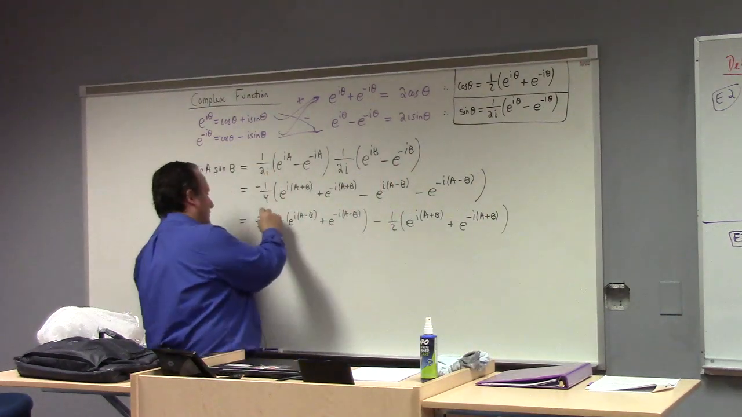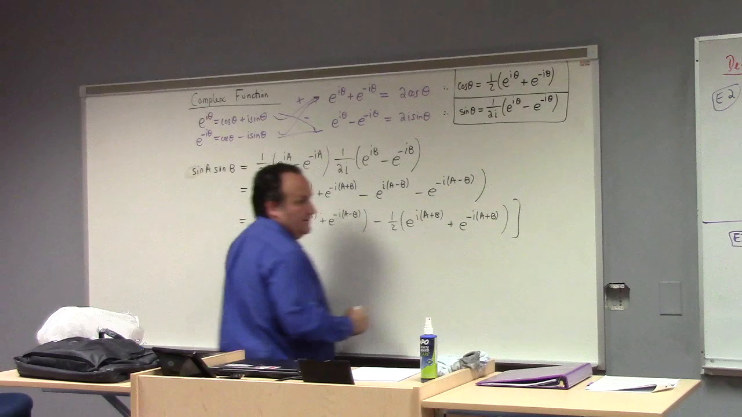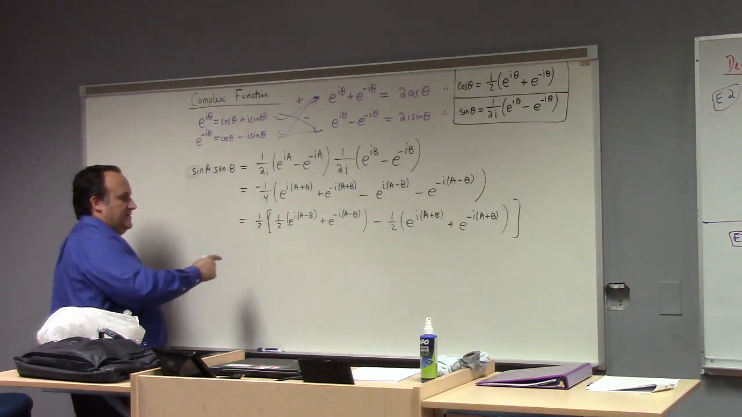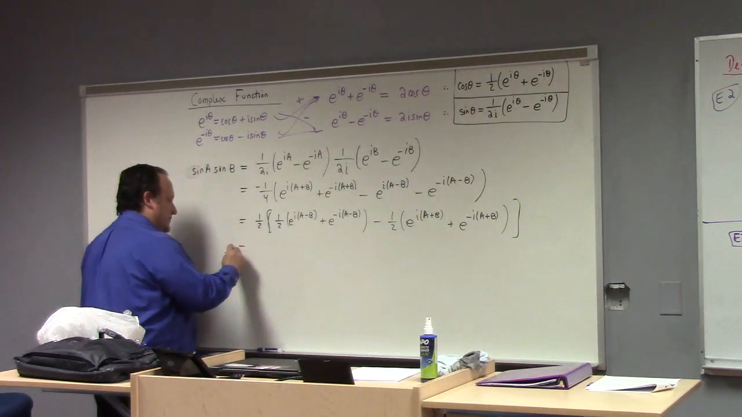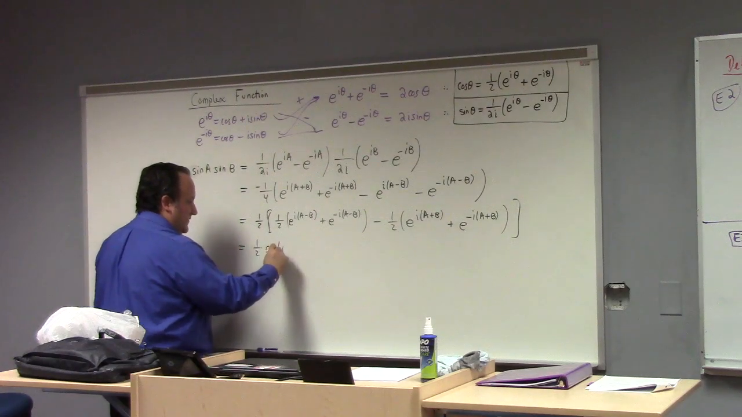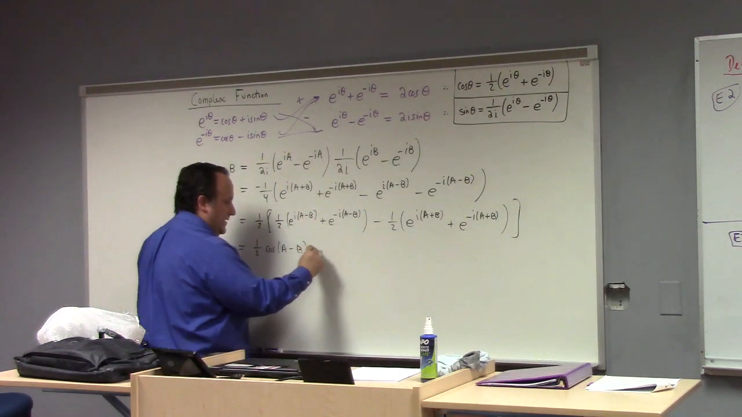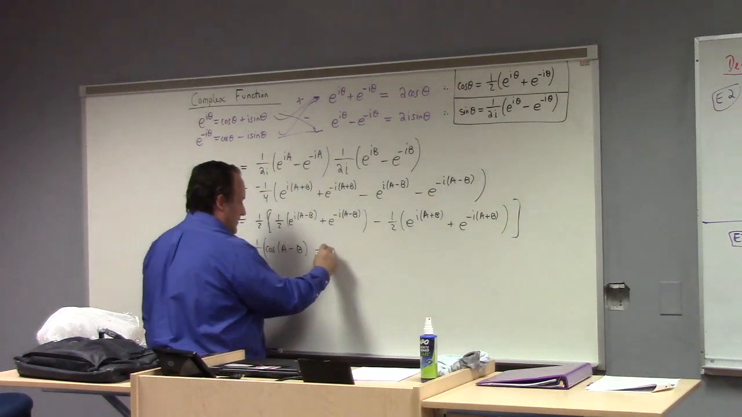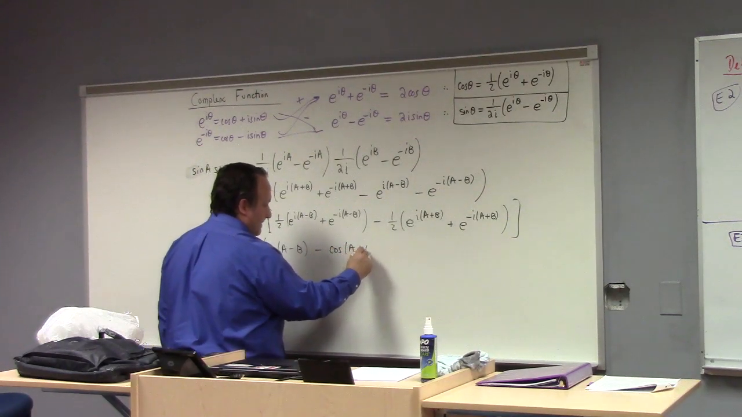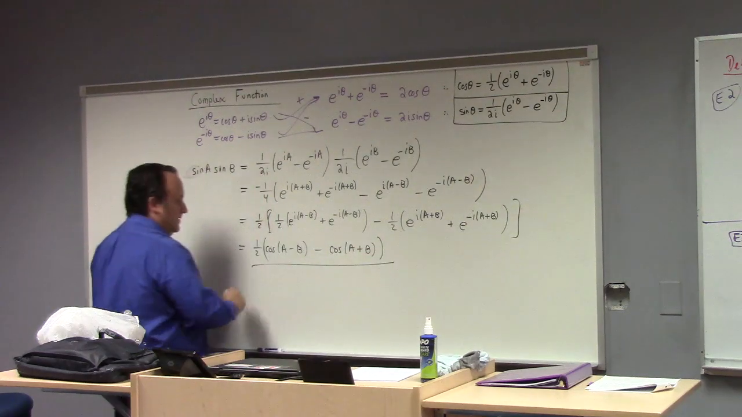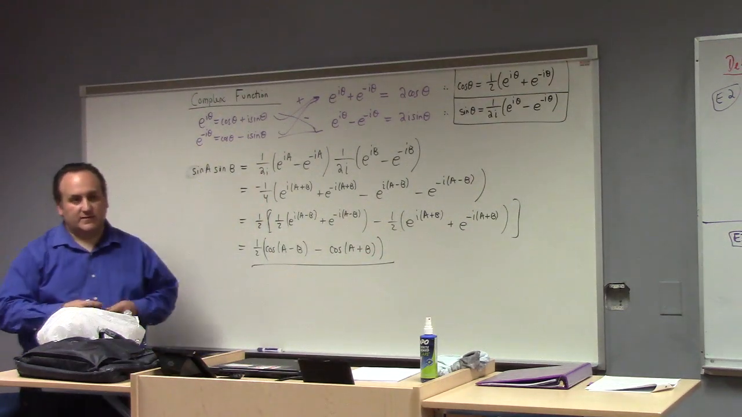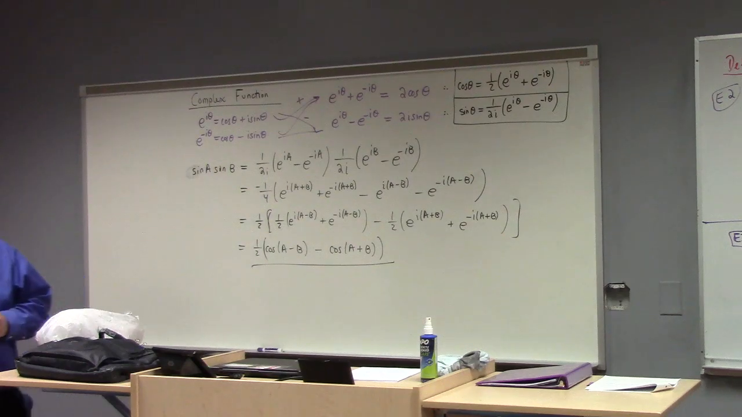Great. Close big parenthesis. We just need to know what time it is. It's cosine time. So this is 1/2 (cosine of A minus B minus cosine of A plus B). And that is how you multiply sines and convert them into a sum of the cosines of the difference and the sum of their angles. I derived this with algebra.